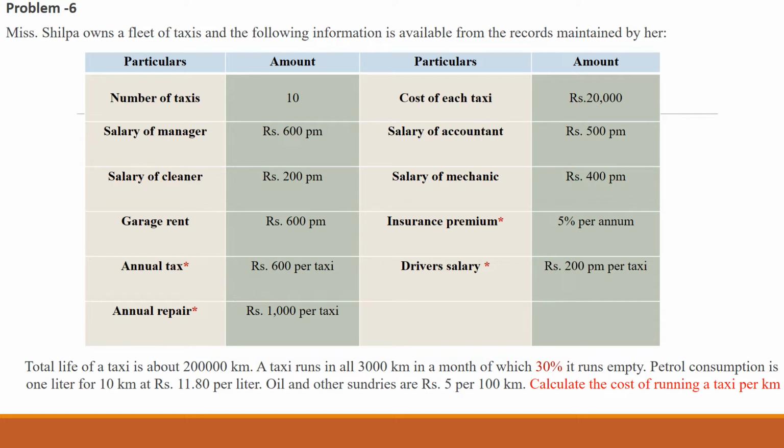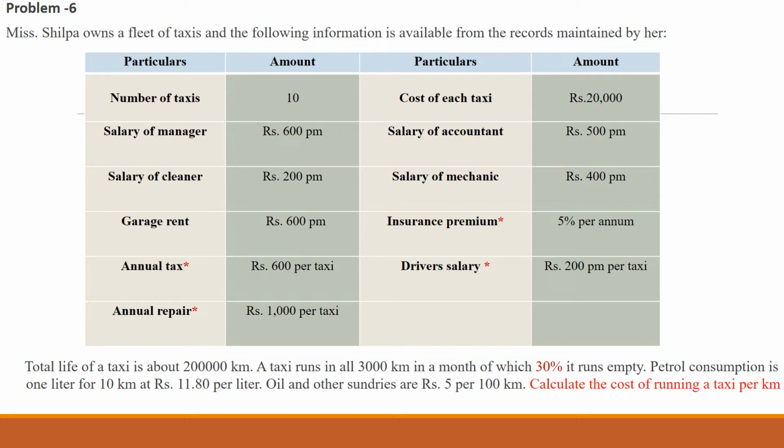So it is 2 lakh kilometers, and a single taxi runs 3000 kilometers in a month, of which 30% it runs empty. So effective kilometers is not 3000, it is 3000 minus 30% of 3000. So it comes to 2100. So effective kilometer is only 2100 kilometers.